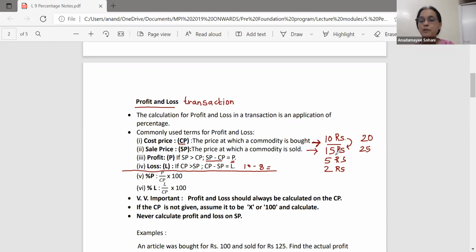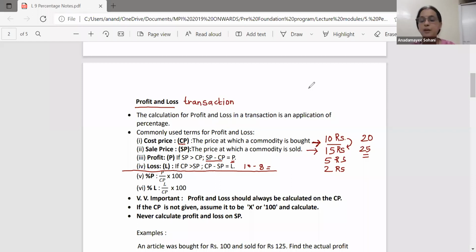Someone may feel that since this was sold for 15 and this was sold for 25, there is more profit here. But this 10 rupee item was sold for 15 and this 20 rupee item was sold for 25. So I will have to bring it down to percent level. Then how will I find the profit percent?